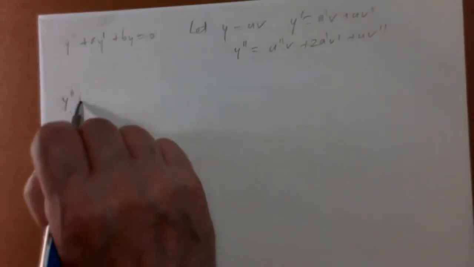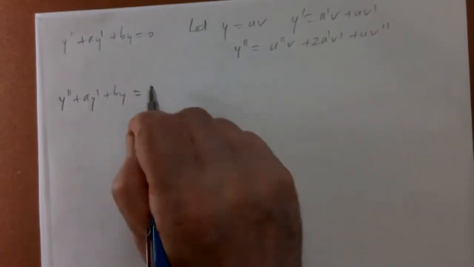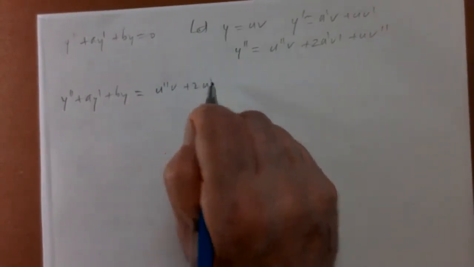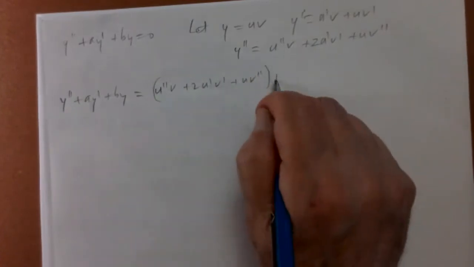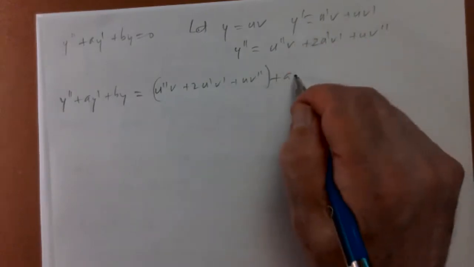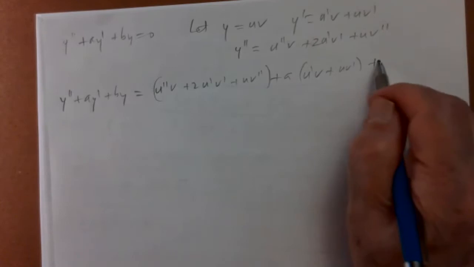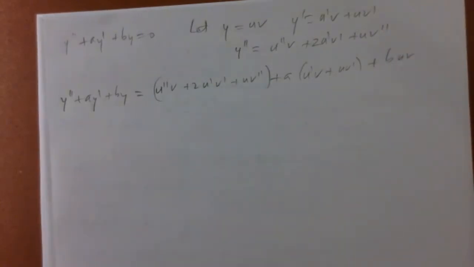So let me plug this into my differential equation. y double prime plus a y prime plus b y is going to be the second derivative, u double prime v plus 2u prime v prime plus u v double prime, plus a times y prime, u prime v plus u v prime, plus b times y, which is b times u v.